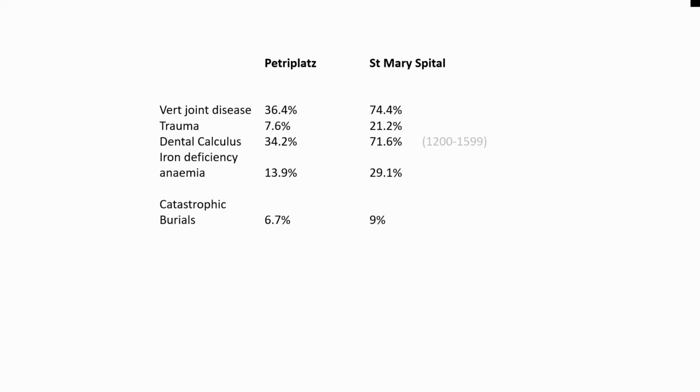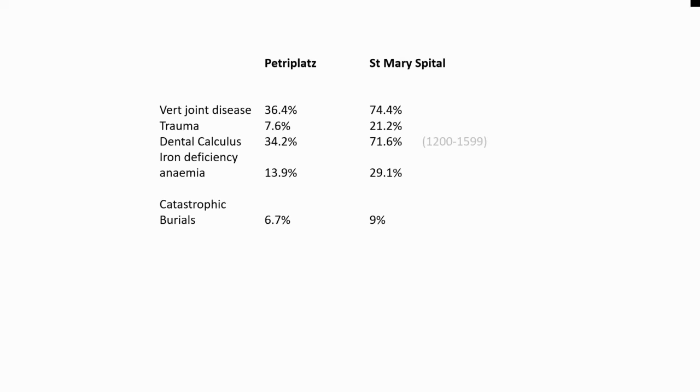Various pathological indicators have been identified, and there are a number of interests here. Vertebral joint disease, bad backs. People in London tended to have bad backs, more so than in Berlin. Trauma, injuries, violence. There was more of that going on in London. Dental calculus, which is an indicator of carbohydrate-rich diets and poor dental hygiene. People had worse teeth in London.